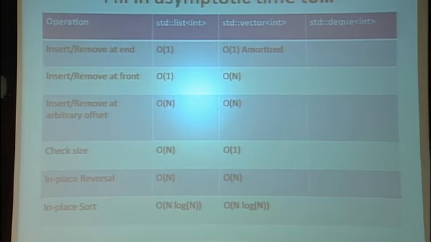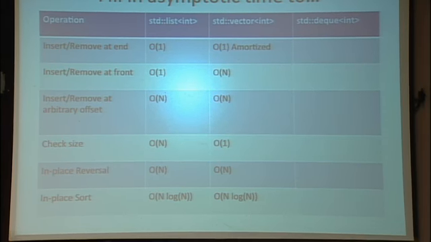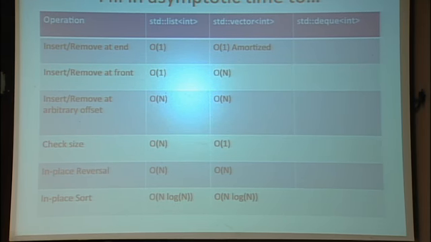So a deque, inserting or removing at the end, constant? Sure, constant. And inserting or removing at the front? Cool, constant. So that's the primary difference between a deque and a vector. And for everything else, it behaves exactly like a vector. Does that make sense?